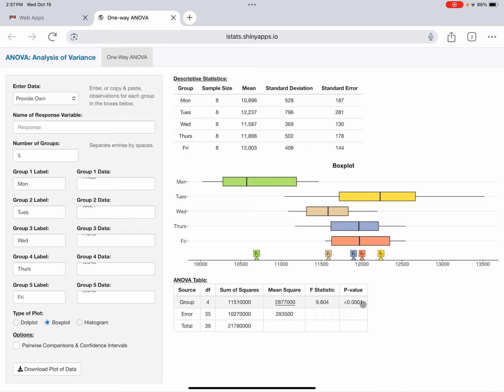Anyway, we get a very small p-value here, less than 0.0001. That indicates, of course, that we're going to be rejecting the null hypothesis, which means we can safely conclude that at least one of the groups is different. And I would say Monday is a clear bet for what's different here. If we wanted to see if Tuesday had a little bit more than the others, obviously it does in this data set, but if we wanted to see if that was a statistically significant difference, then we could click on pairwise comparisons.